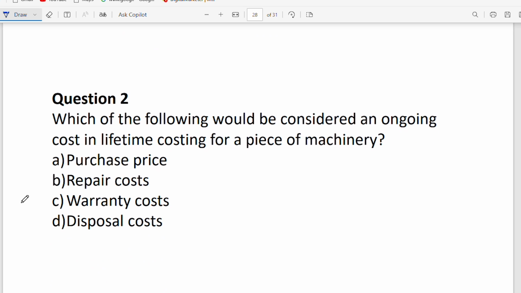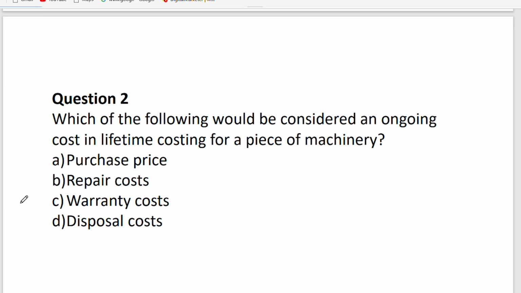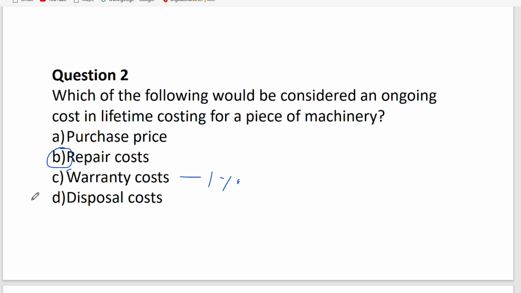Number 2, which of the following would be considered an ongoing cost in lifetime costing for a piece of machinery? An ongoing cost. It doesn't stop. Purchase price, yeah, well, we bought it, that's it. Repair cost, warranty cost, disposal cost. So repair, because it's a machine, we're always going to be repairing it. If you talk about warranties, well, you buy something, they tell you it has a 1-year warranty, so that means after 1 year, that's not it. So it's repair cost.